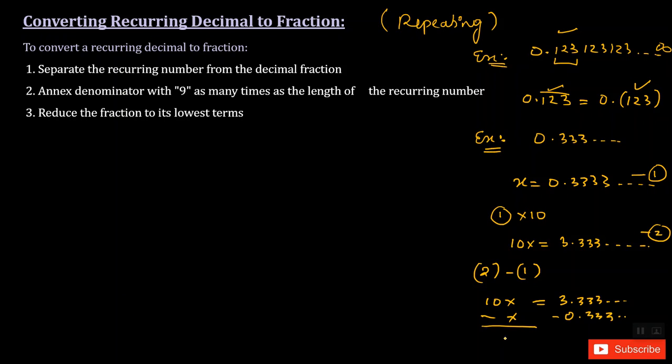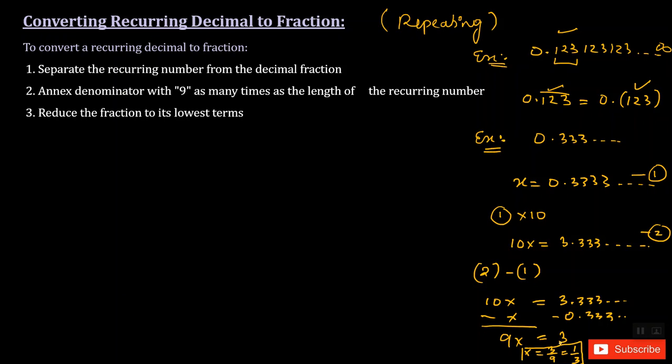So 10x minus x gives 9x. Whatever digits are after the decimal point all get cancelled out, just subtracted. What is left is 3 minus 0, so I get 3. So 9x equals 3. From this, x equals 3 by 9, or 1/3. This is your fractional number, 1/3, and if you represent it in decimal form, it is equivalent to 0.3333. That is how we convert a recurring decimal to a fractional number.